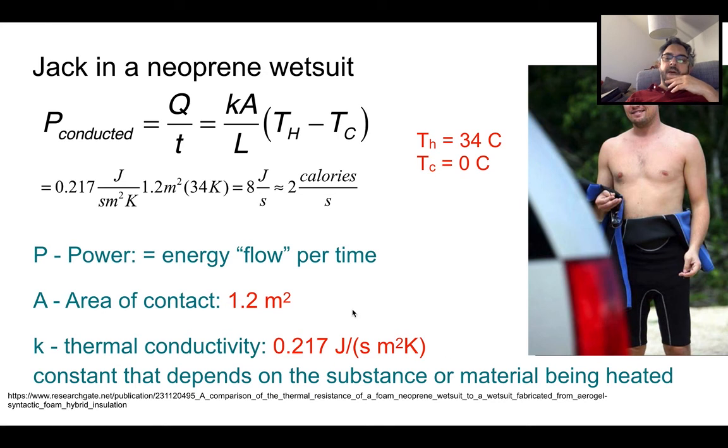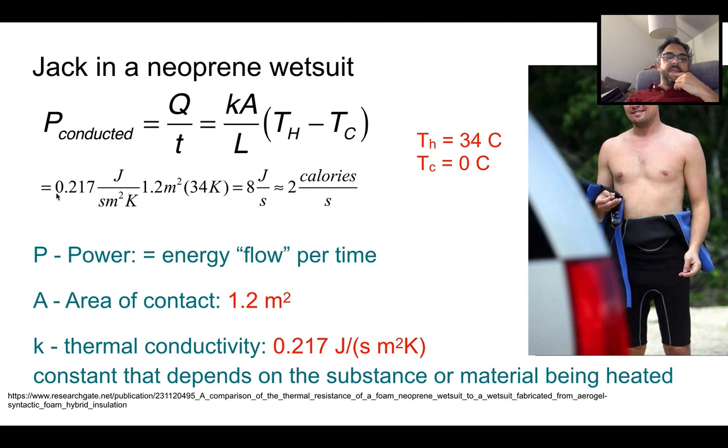But this number that I found here takes all of that, the K and the L, and puts them all together. So it's not only the K of the neoprene, but also the thickness of the wetsuit itself, and puts that all together. So in this case, all we need to do is multiply that thermal conductivity by Jack's area and the change in the temperature.